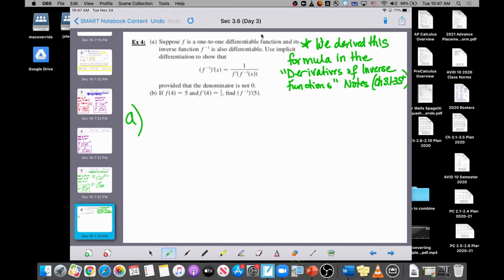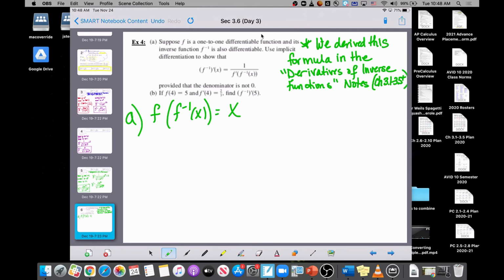So we start with the fact that based on the definition of an inverse function, f of f inverse of x should give us back x, right? If two functions are inverses of each other and we do the composition, we should just get back x, right? That's a rule that we learned way back in Algebra 2.